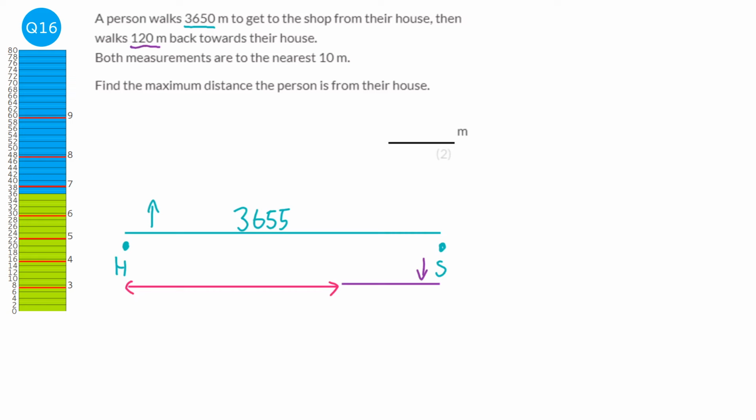So the accuracy is still 10 because it says both measurements are to the nearest 10 meters. So we're going to halve the accuracy. 10 would be 5. And this time we're going to take it away. So 120 take away 5 would be 115. Okay, so to find the maximum distance the person is from their house, we're just going to do 3,655 take away 115, which will equal 3,540.